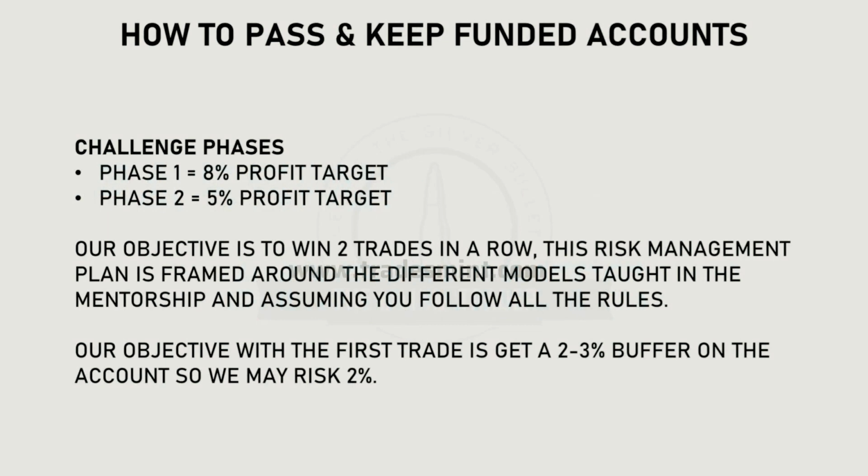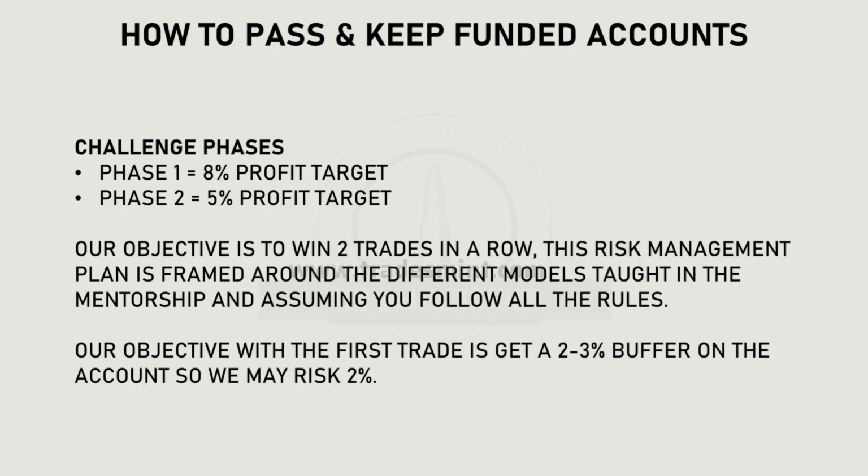So how do we pass and how do we keep those funded accounts, right? As we all know, phase 1 of most prop firms is an 8% profit target, and phase 2 is a 5% profit target. Now, depending on the prop firm, you have either a 10% max drawdown or a 12% max drawdown, and most of the time the daily maximum drawdown is 5%.